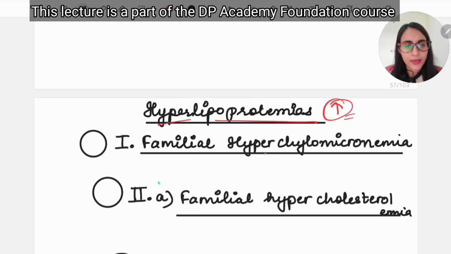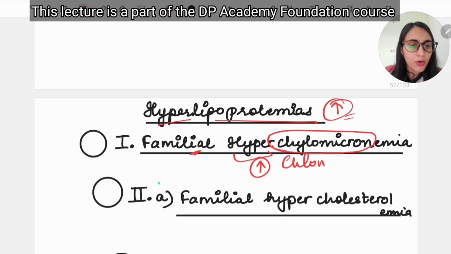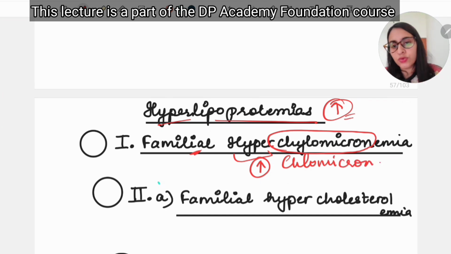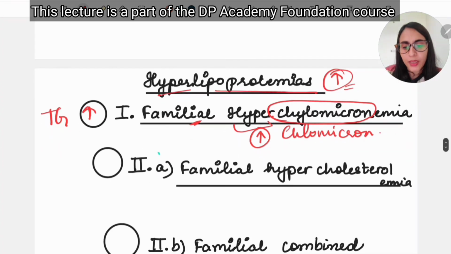So type 1 is familial hyperchylomicronemia. As the name suggests, familial means it is a hereditary condition. Hyper means increase. Increase in what? Increase in chylomicrons, it is saying chylomicronemia. So chylomicrons are increased, so the triglyceride is increased in case of type 1 hyperlipoproteinemia.